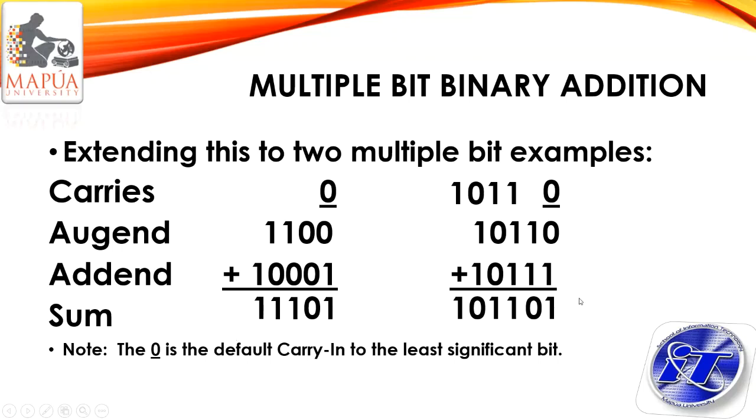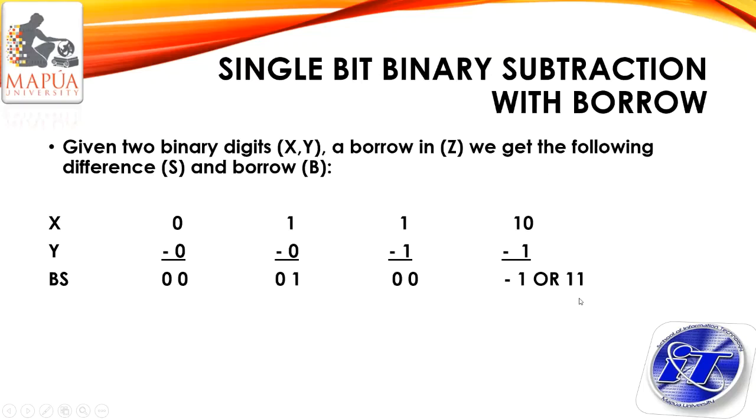So let's proceed with subtraction in binary. So let's have x, y to be what we're going to subtract, borrow z, and difference s, and borrow b. So x, y, okay? So 0 minus 0 is still 0, and we didn't borrow. 1 minus 0, 1, and we didn't borrow. 1 minus 1 is still 0, and we didn't borrow.